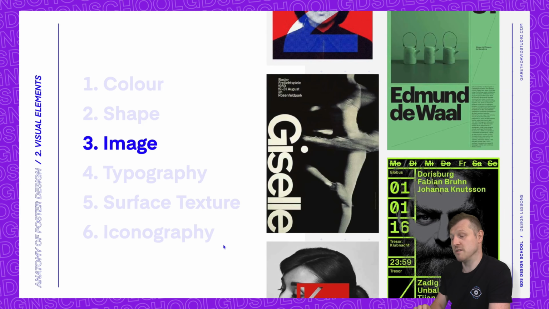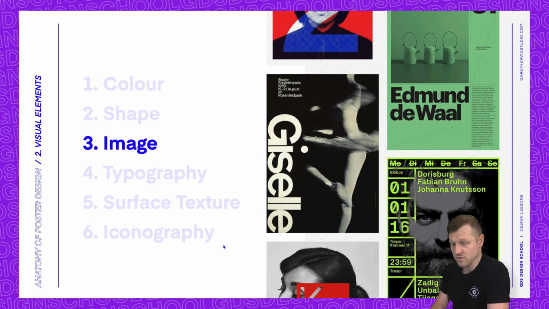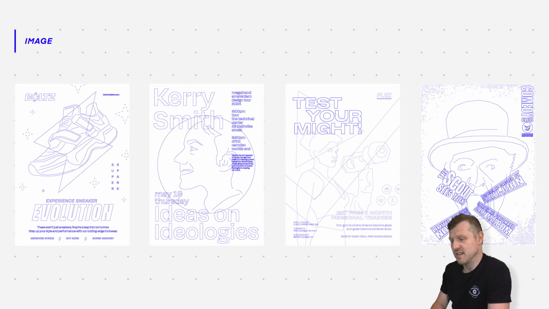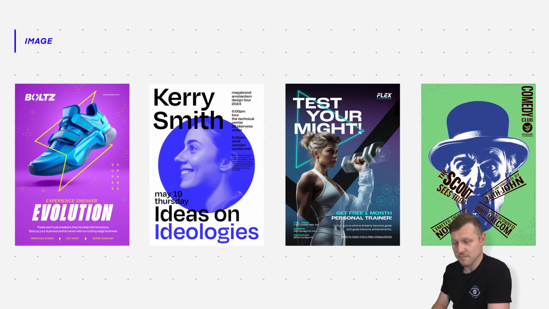Next, we have one of the most important parts of poster design. Now, a single image can speak 1,000 words. Images in poster design are the heartbeat of visual communication. They are the universal language. They evoke emotions, tell stories, and immediately grab attention. A compelling image is a gateway to the message, instantly connecting with the audience. Images transform a poster from words on paper to an immersive visual experience.